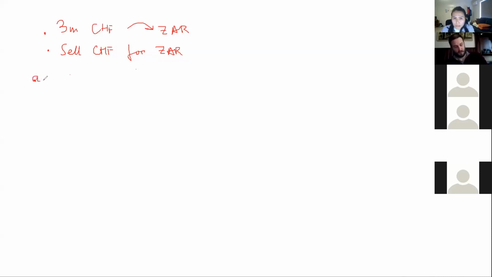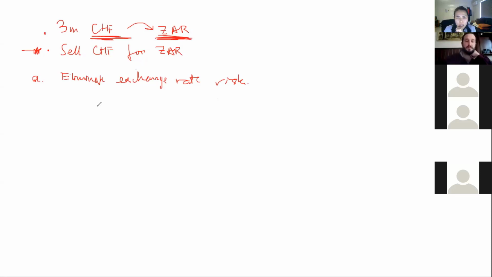Okay, so question 8. Discuss the currency transactions that this company should take if they want to eliminate risk. Essentially, what this company wants to do is sell their Swiss franc assets and buy the ZAR. So they want to convert from the Swiss franc to the ZAR.